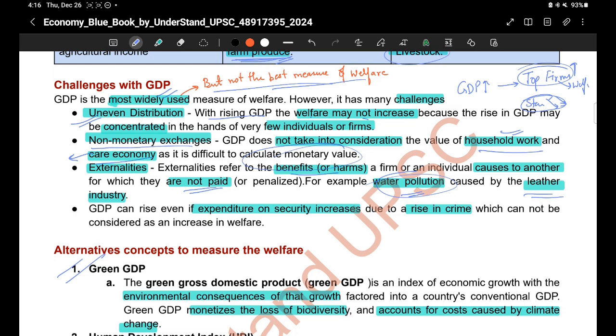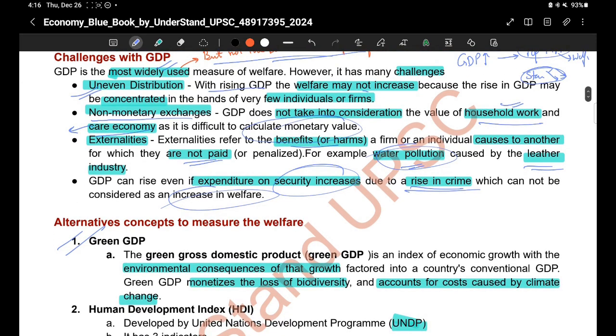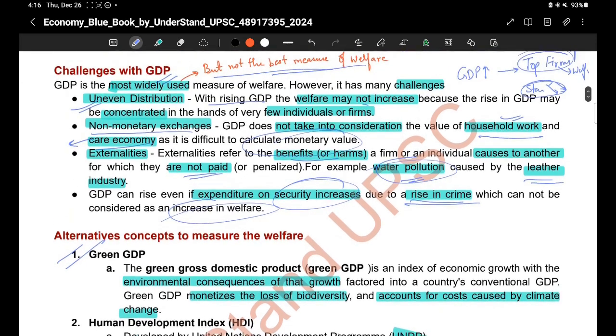Then GDP can rise even if expenditure on security increases. Okay, due to a rise in crime, which cannot be considered as an increase in welfare. Yeah, when you spend more on security to safeguard, let's say, the northeast or maybe the Jammu and Kashmir area, it doesn't contribute to any welfare. So that is another challenge of GDP.